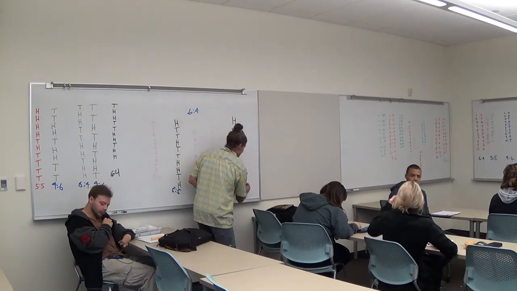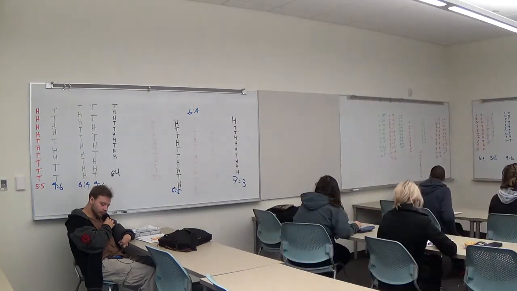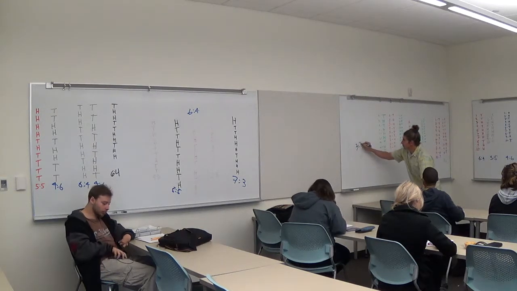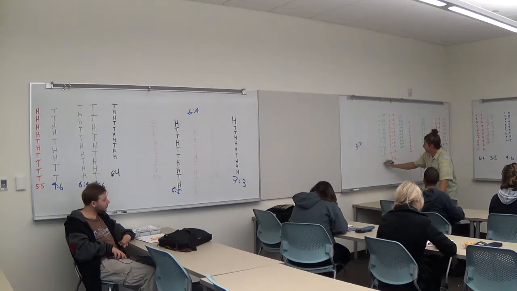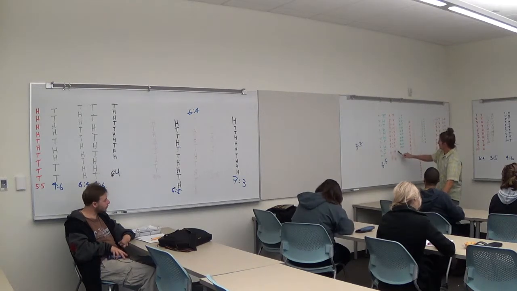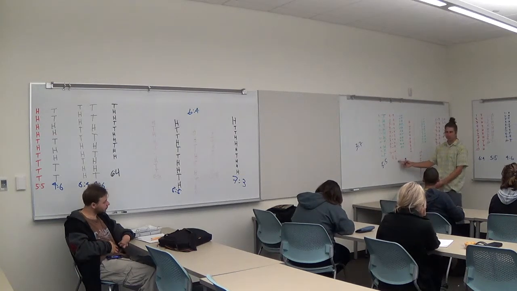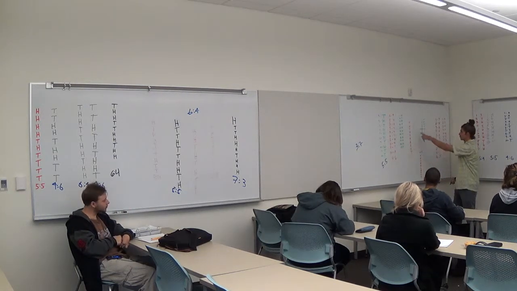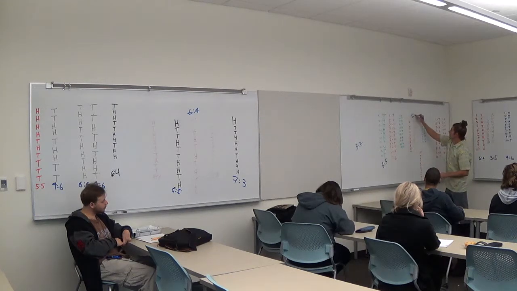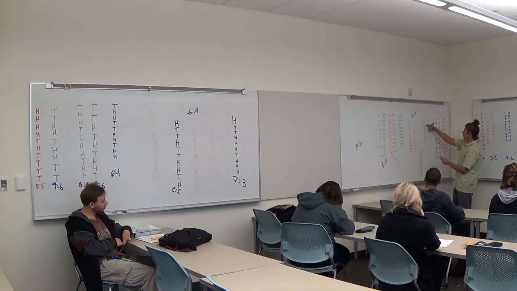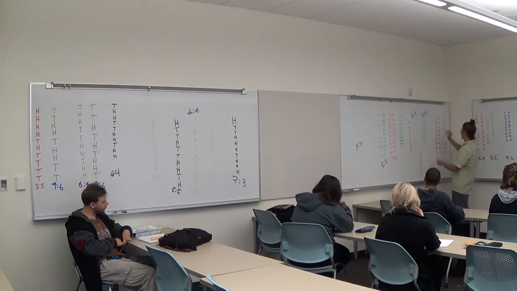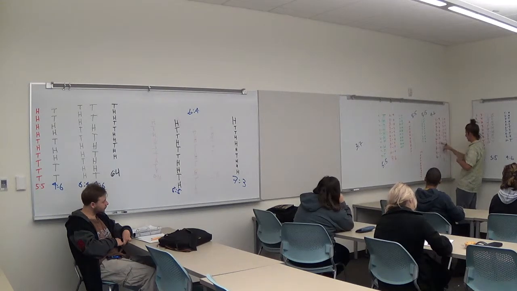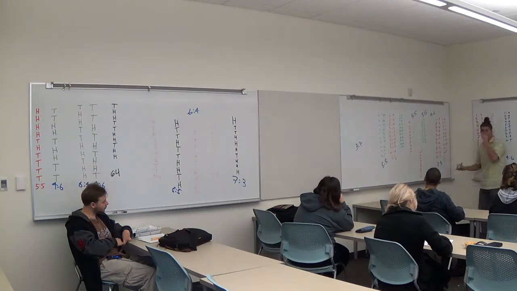7 to 3. Holy cow. 5 to 5. 3 to 7. You're all broken. 5 to 5. Oh, 4 to 6, I'm sorry. Who flipped 6? 4 to 6. Got it. 5 to 5. 8 to 2. 5 to 5. 5 to 5. 4 to 6. 7 to 3. 4 to 6.